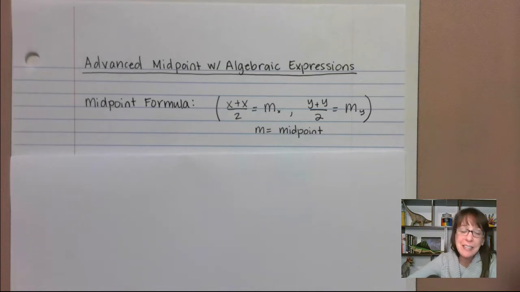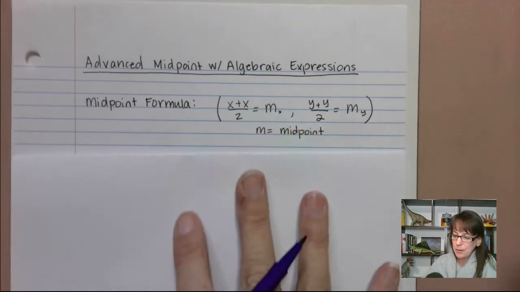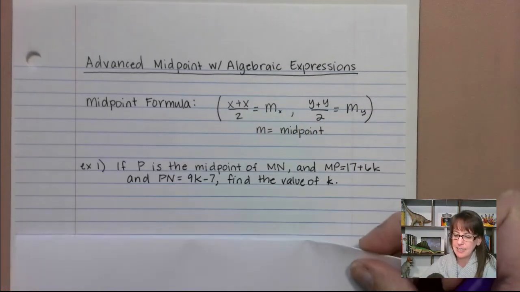So in a previous lesson, we learned about advanced midpoint when you're given the midpoint and an endpoint, but not given that other endpoint, and that's what you have to find. So the way that I set that formula up is like this. So let's take a peek at our first example.